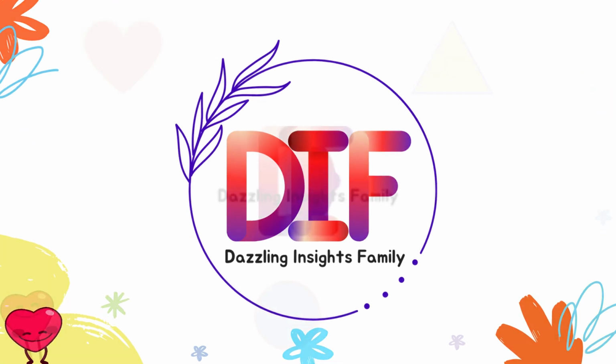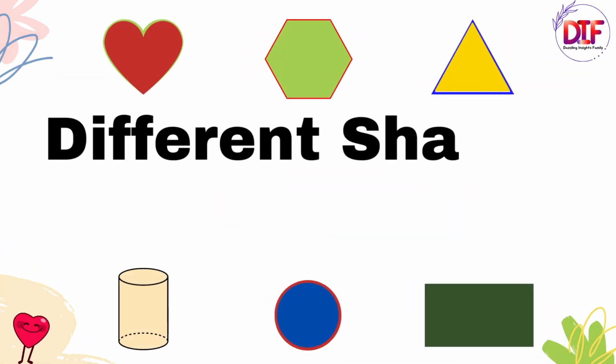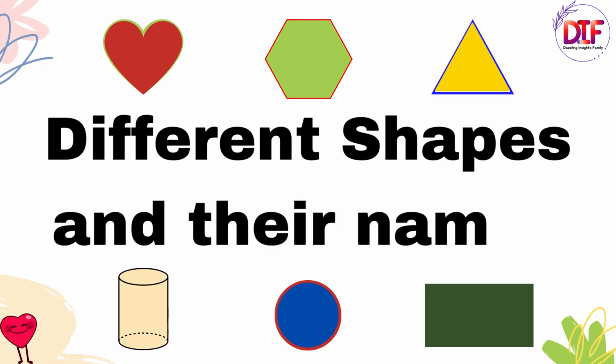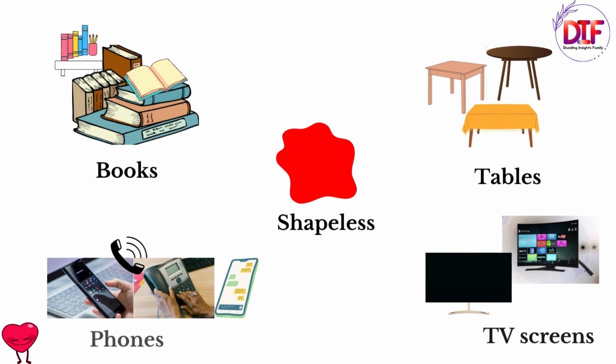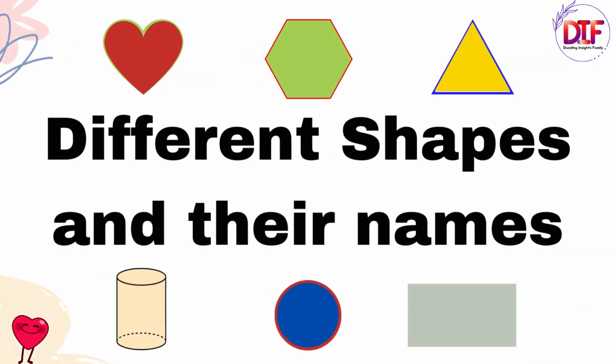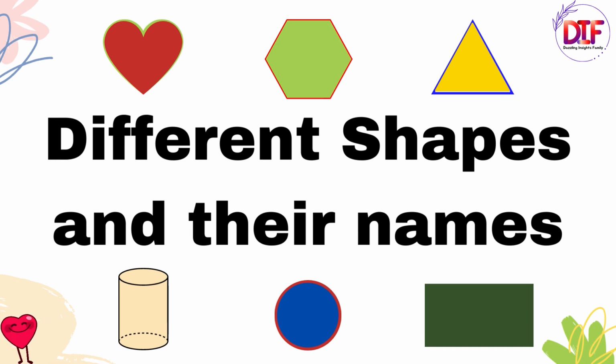So today we're going to learn about different shapes and their names. As we all know, shapes are everywhere around us, from books to tables to TV screens to even phones. Everything has its shape and its size, okay? But some others are also shapeless. So let's get into learning our shapes and their names.